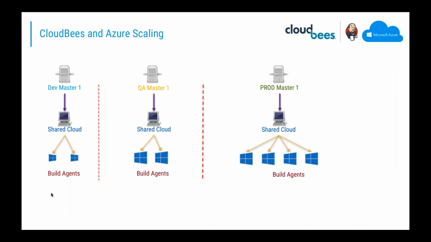So let's talk now. Now that we talked about crossing the horizontal, how do we cross from left to right? We give a little bit of confidence. Now, how do we do scale? So here we are in a normal environment. These are build agents for dev, QA, and prod.